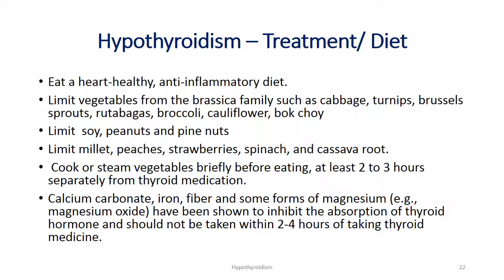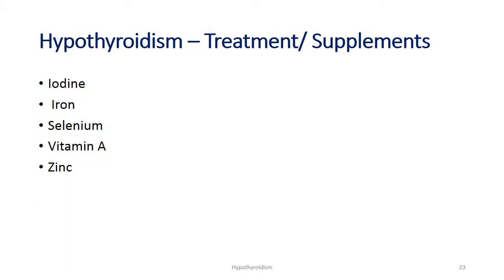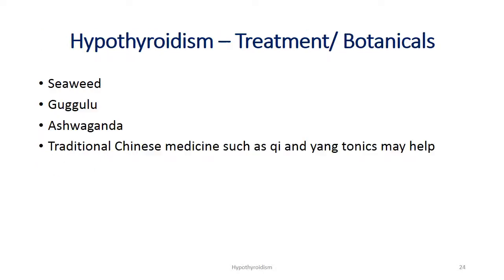Calcium carbonate, iron, fiber, and some forms of magnesium, especially magnesium oxide, have been shown to inhibit the absorption of thyroid hormone and therefore should not be taken within 2 to 4 hours of taking the thyroid medicine. There are certain supplements that can be used in the treatment of hypothyroidism, including iodine, iron, selenium, vitamin A, and zinc. It is encouraged for these levels to be checked before they are used and to be used under the care of a knowledgeable provider.